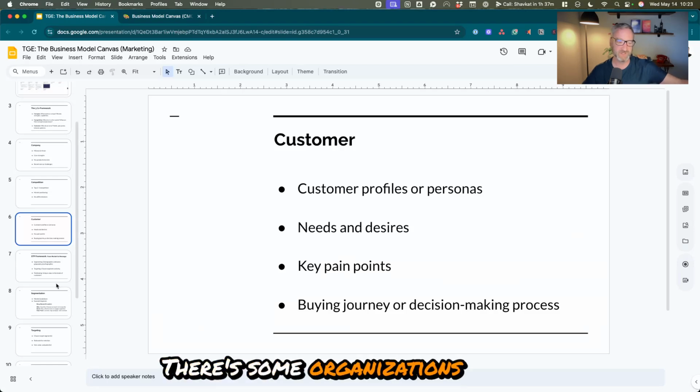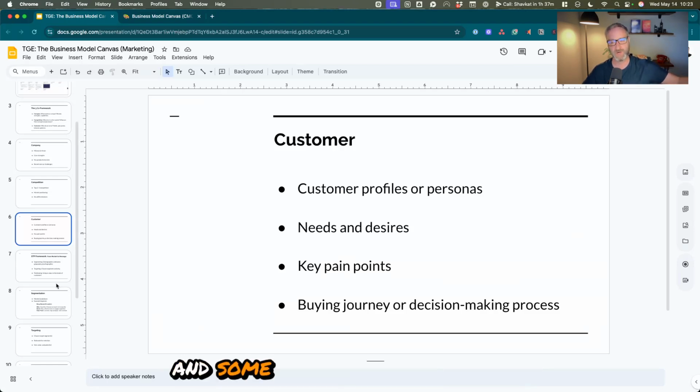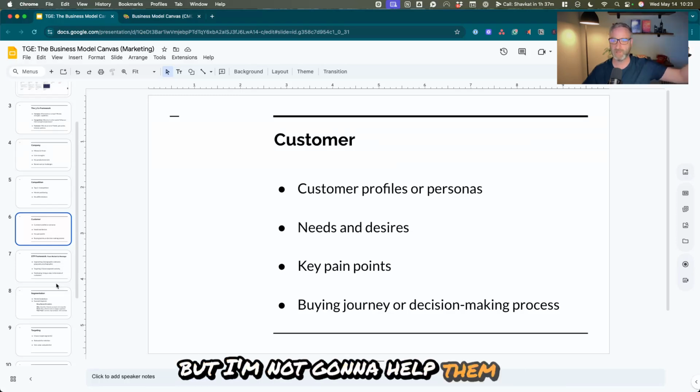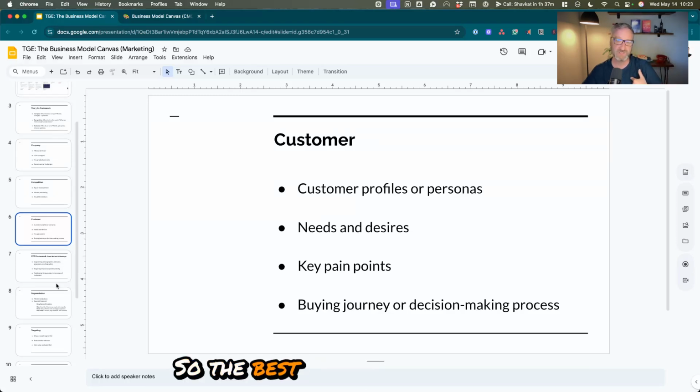There's some organizations that I know I can help, and some organizations where I just can't as much, right? I can help them a little bit, but I'm not going to help them a lot. So the best use of my time is to find the people that I can help the most, and I need to define that up front.